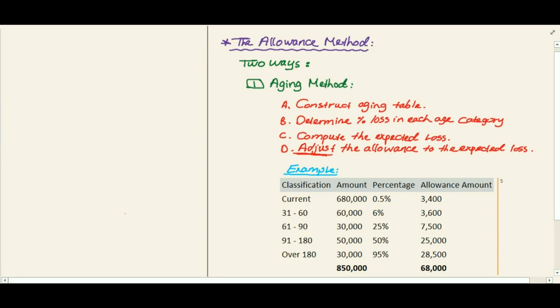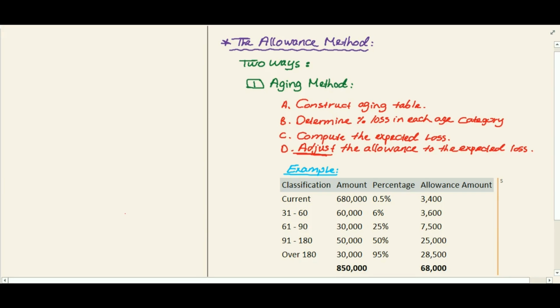First, the aging method. We need to do 4 steps. First, we have to make the aging table. What is the aging table? It is like this table. It will have the classification, that means the age of the receivable. We will have current, then 31 to 60 days, 61 to 90 days, 91 to 180 days, and over 180 days. So this is in terms of days, the age of that receivable.